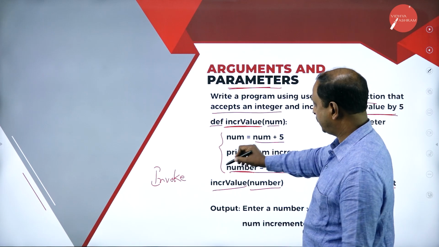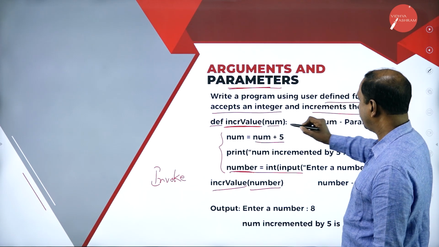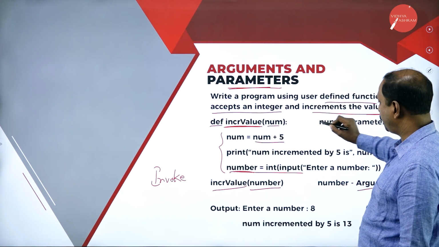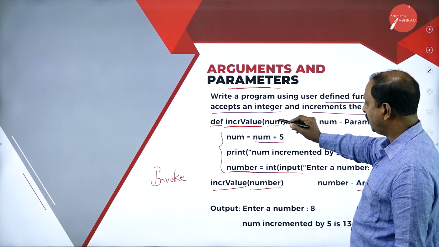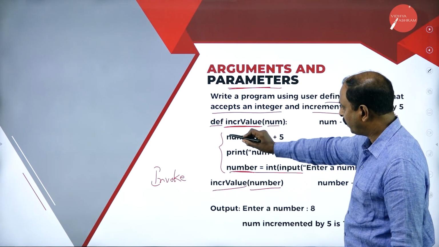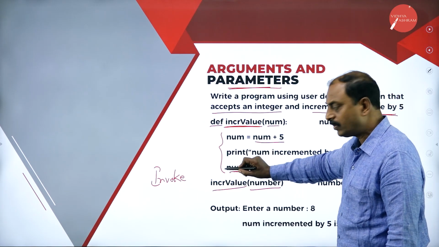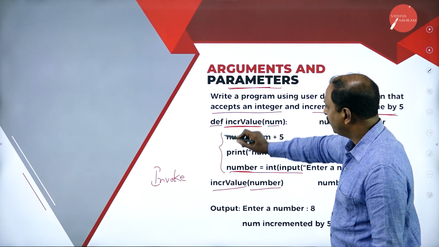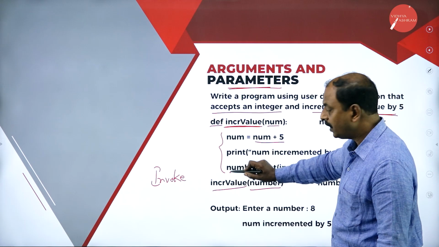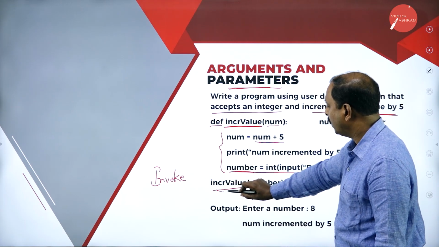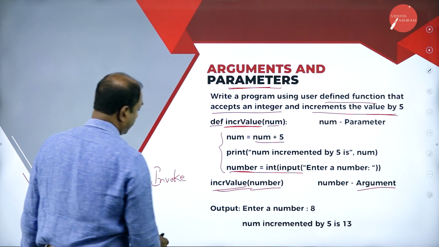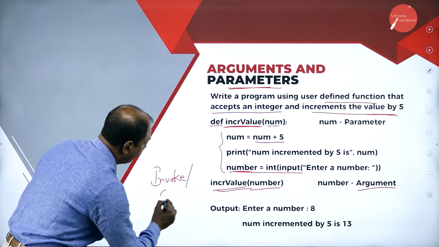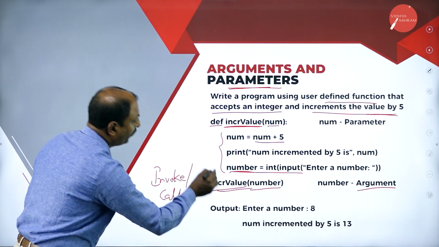In this example, this is the function header or function definition, and num is called the parameter, and here these are the statements. From here to here is the body of the function, and here please observe the indentation. So increment value, we are calling a function or we are invoking a function. Another word we use here is that we have to call the function.